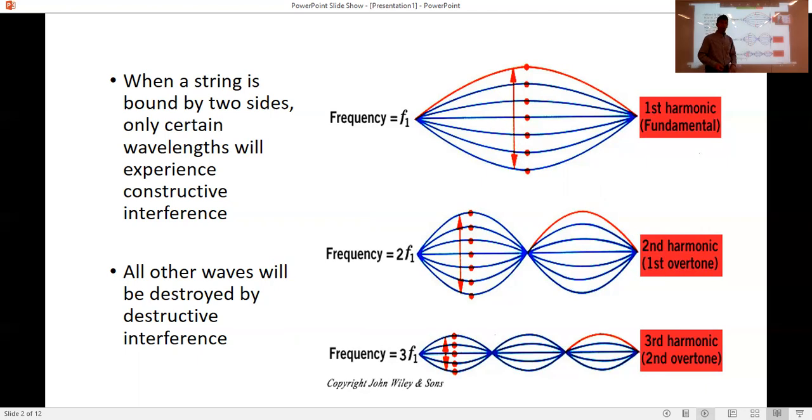So, effectively, what I'm doing is adjusting the wavelength so that only a certain type of wave can fit between these 2 points. Now, there are a few important features of these standing waves. The points at which they're not moving are called nodes. There are always 2 nodes at the end.